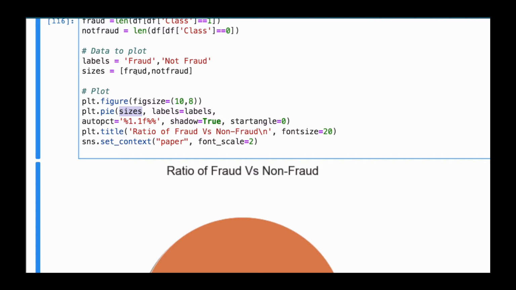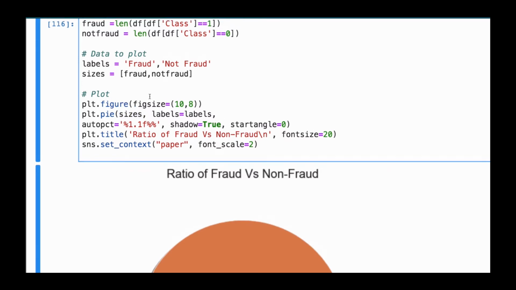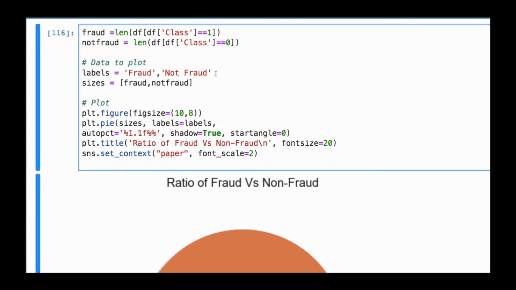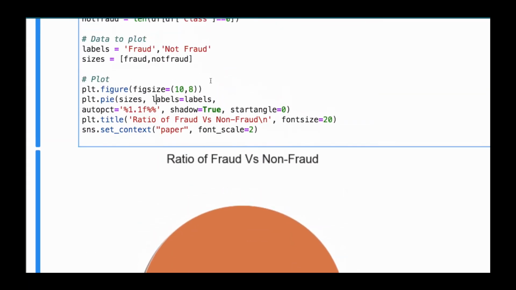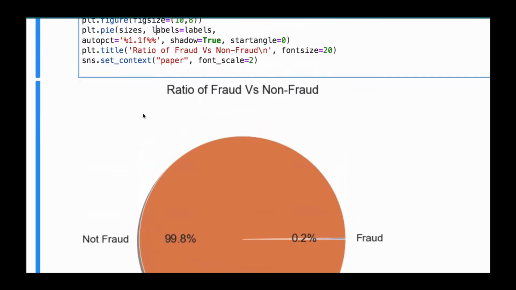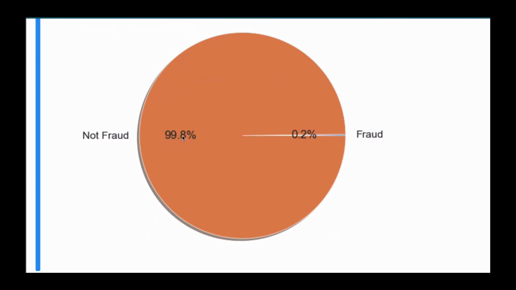Remember the size, we are saying that the size should be fraud and then not fraud. Right, and then we set the labels that we've already defined as the fraud and not fraud over here, so that it will be here for us. Okay, then after that, we are just setting down to one significant figure.